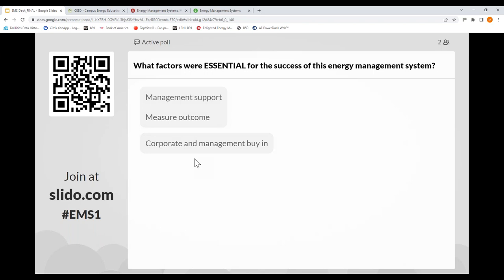What factors are essential for the success of an energy management system? Management support. Yeah, great. Measure the outcome. And corporate and management buy-in. Great answers, guys. Okay.